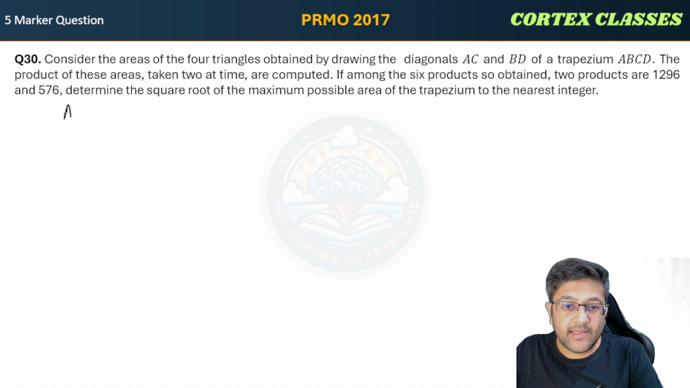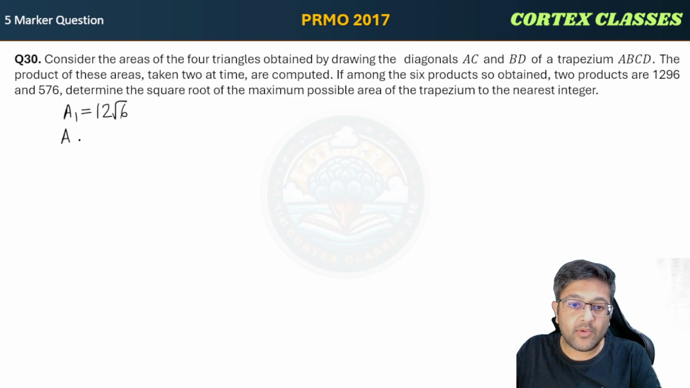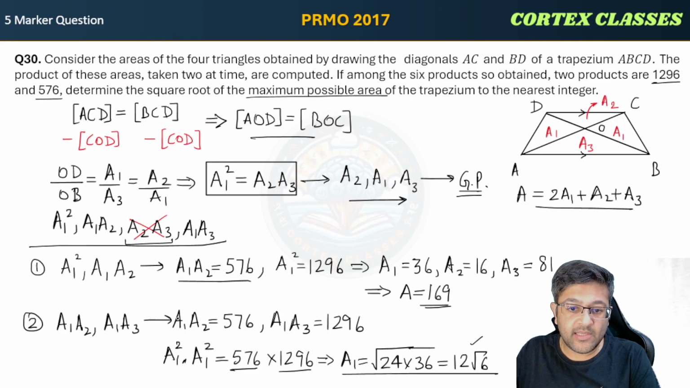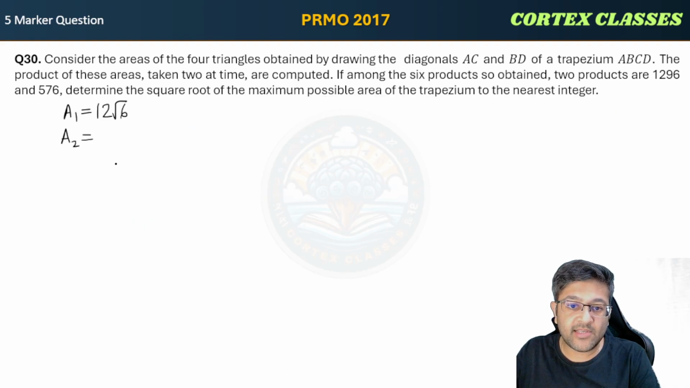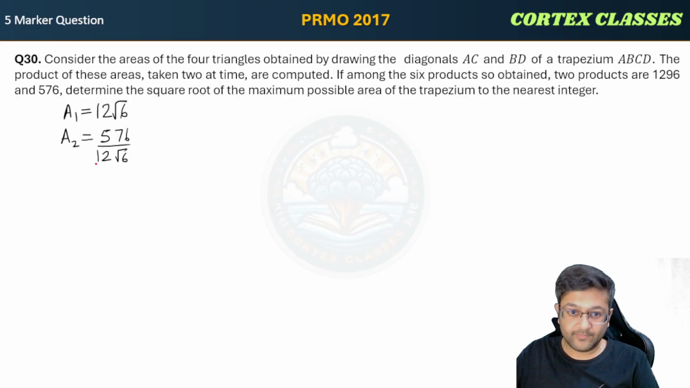All right, continuing, I'll write here A1 कितना आया था? So that is 12 root 6, right? And correspondingly we'll get A2. Let me see, A1 A2 was 576, so 576 divided by 12 root 6, right? So this will cancel it. So 576 को cancel कर देगा 12. So 48, 24 into 2, right? So 48 and root 6 will further cancel it for 8 root 6. That gives us A2 as 8 root 6.